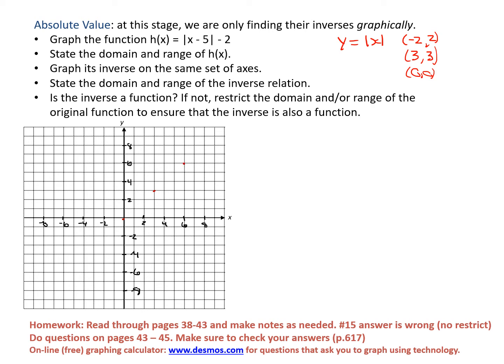Those are all there. On the left side, it's the same. I've got (-2, 2), putting a point there, (-4, 4), (-18, 18), (-5, 5). So just put a few on there. It's probably one of the easiest parent functions to graph.